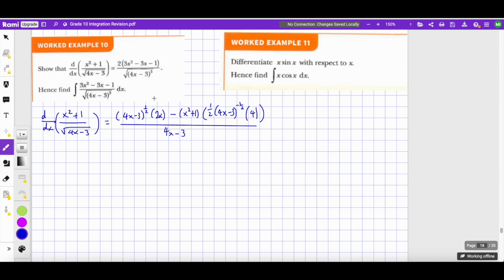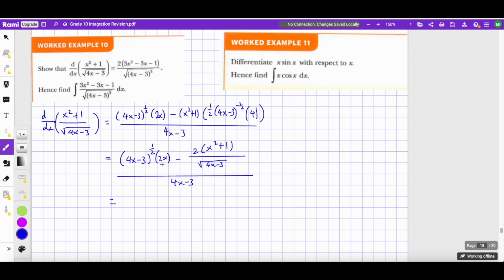Okay, all right, so we will expand a bit further from here, and we will get something like this, right? 4x minus 3 to the power of half, 2x. This would be minus, let's work this out, 2, x squared plus 1, and the denominator of this part of the function would be root of 4x minus 3, whole thing over 4x minus 3.